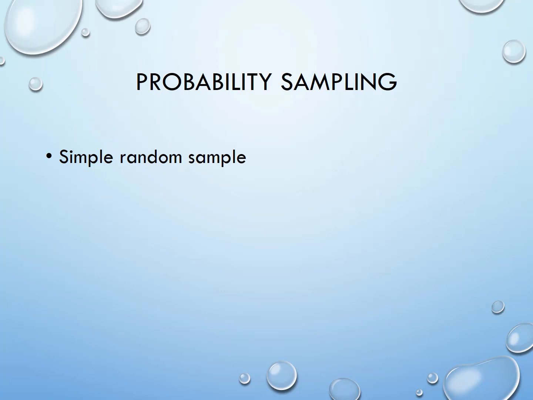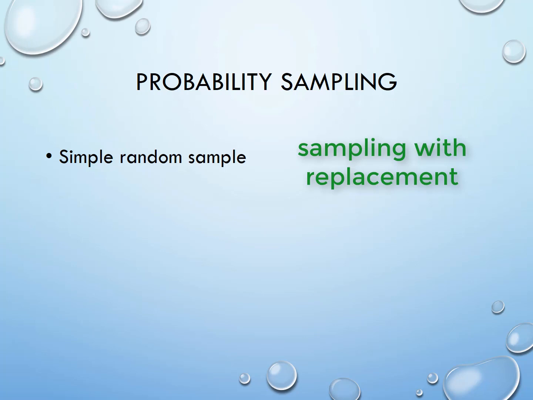And that is a sample designed in such a way to ensure that every member of the population has an equal chance of being chosen, and also that every combination of n members has an equal chance of being chosen. What's important is that the probability of being selected needs to stay constant from one selection to the next when more than one individual is selected, and this requires sampling with replacement. And it's really simple again.